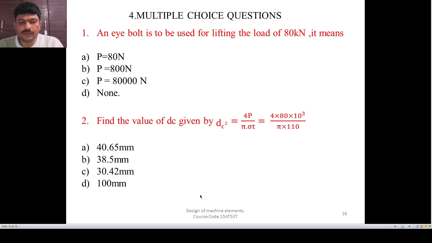Here, for dc², nearly you are getting 925 point something. He has asked for dc, so taking the square root of that, we get 30.42. So the correct answer for this question is option C.